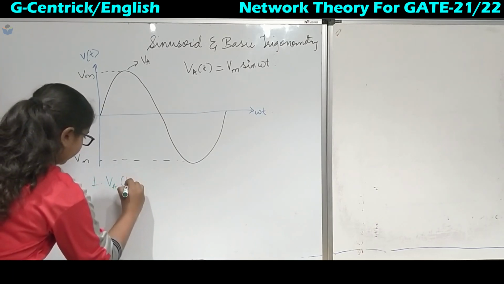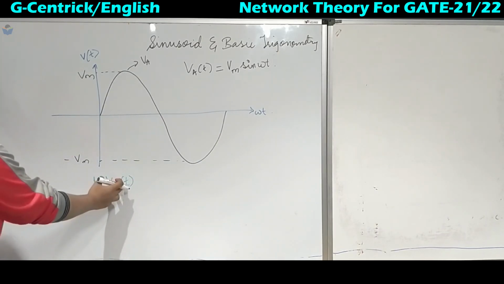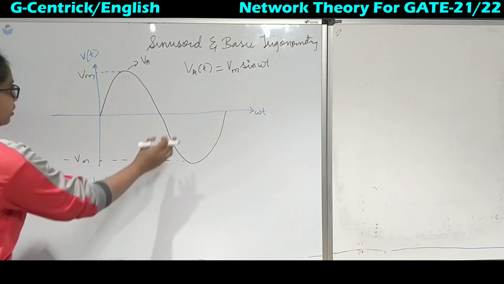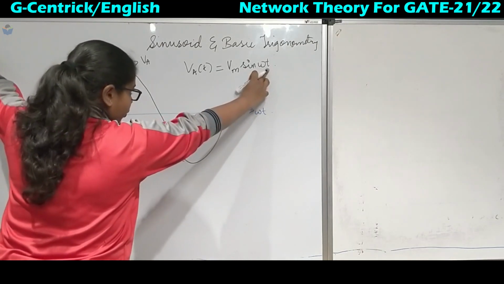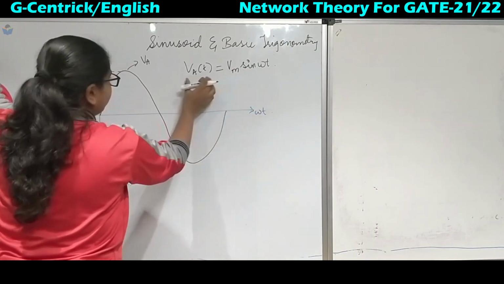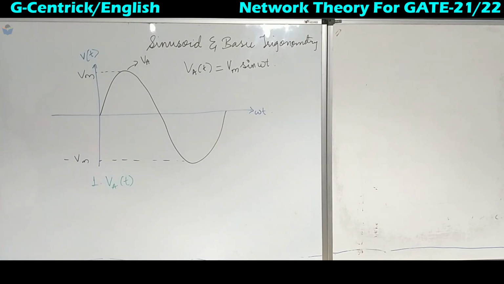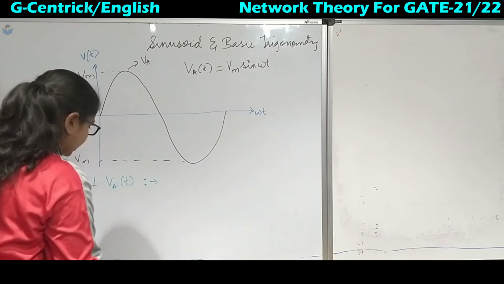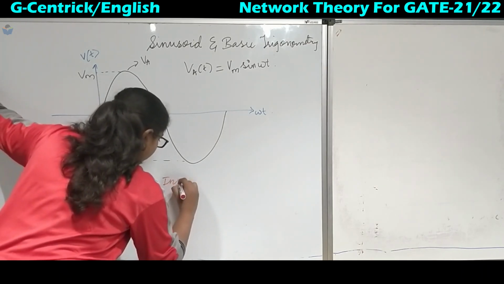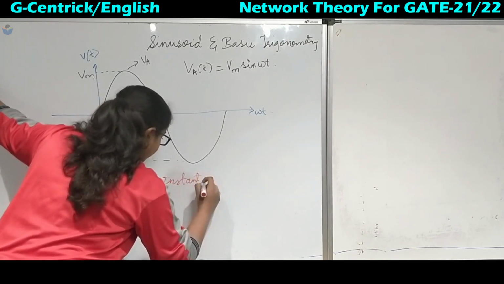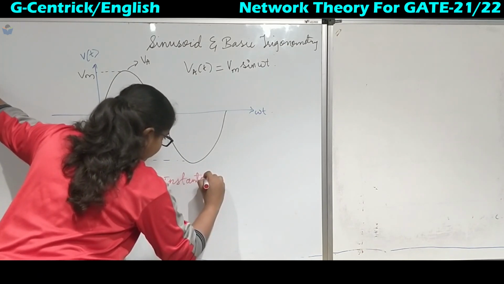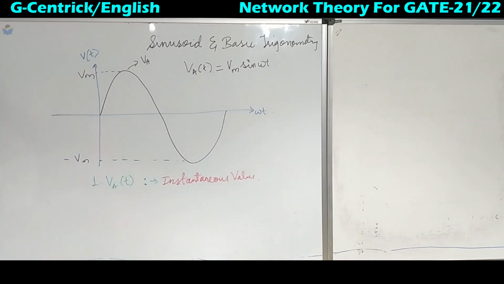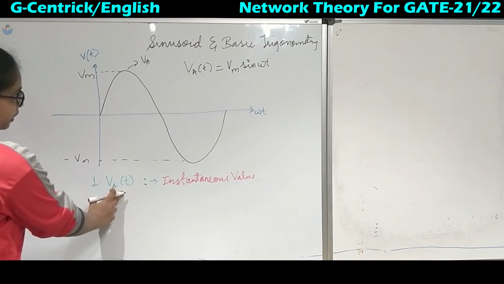First, we will take VA of t. So what does this t indicate here? Instantaneous value. If you substitute t equal to 1, at that instant we are going to get this value, that is the voltage value. So we will call this the instantaneous value. So VA of t is nothing but the instantaneous value. This is the significance of VA of t.